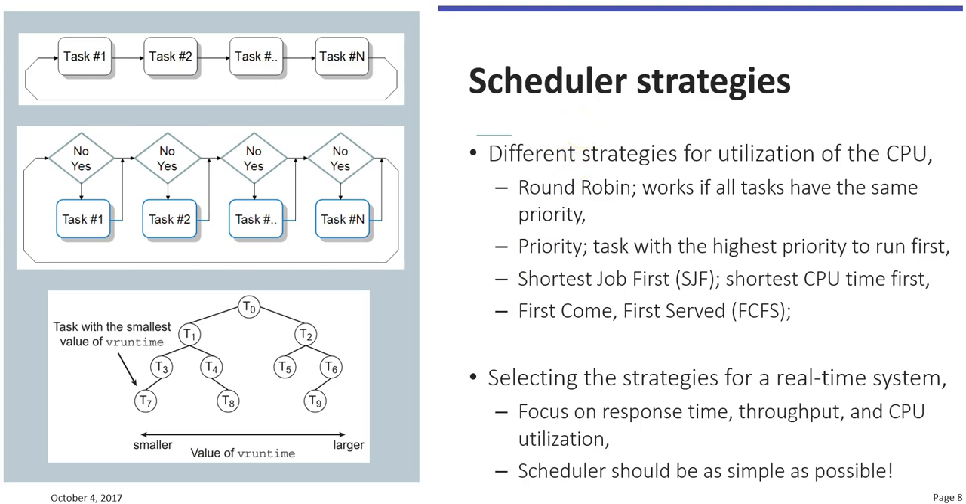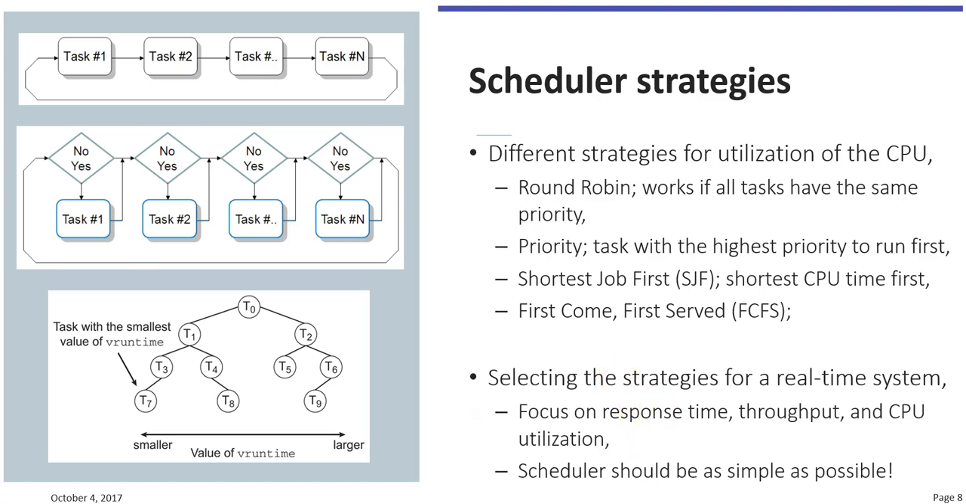So we have different strategies for the scheduler. They are always trying to make the best use of the CPU, as the CPU is the most important resource in a multitasking operating system or also in a real-time operating system. Different strategies are, for example, round robin. Here, they're just running task for task for task. You can use priority. That means the one with the highest priority has to run first. We also have shortest job first. That means the one that is using the CPU for the shortest time will run first. Also first in, first out, or first come, first served.